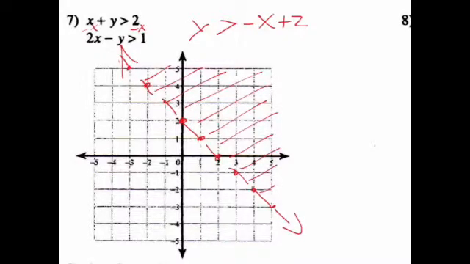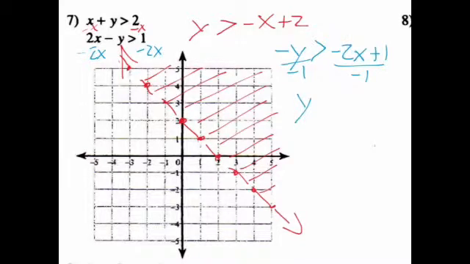And now I'm going to take my other inequality and solve that one for y. I'm going to subtract 2x from both sides. And I'll get negative y. Make sure you keep the negative with the y. It doesn't just disappear. So negative y greater than negative 2x plus 1. And then to get rid of that negative, you need to divide everything by negative 1.